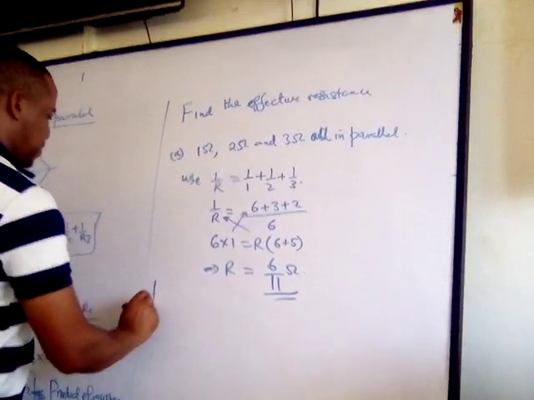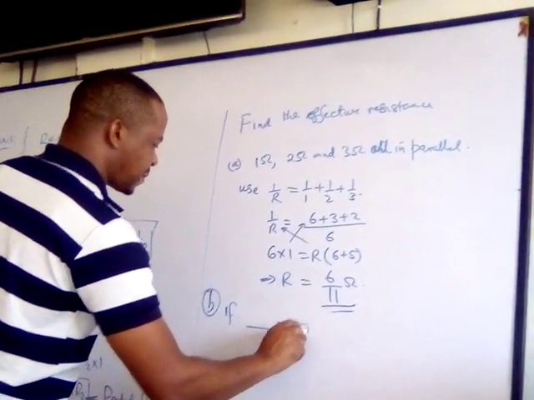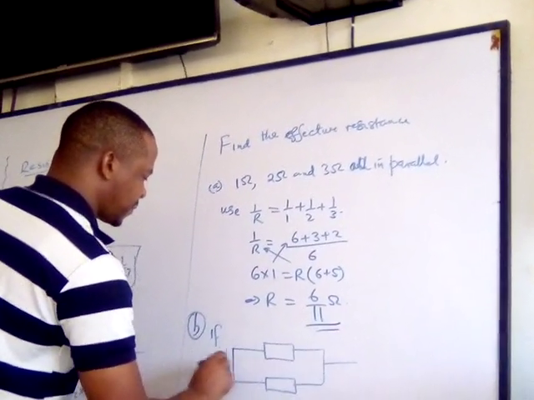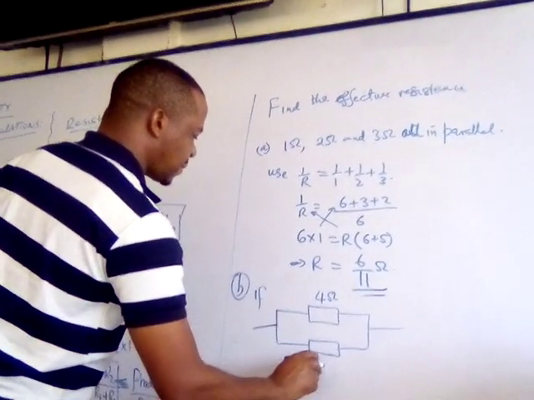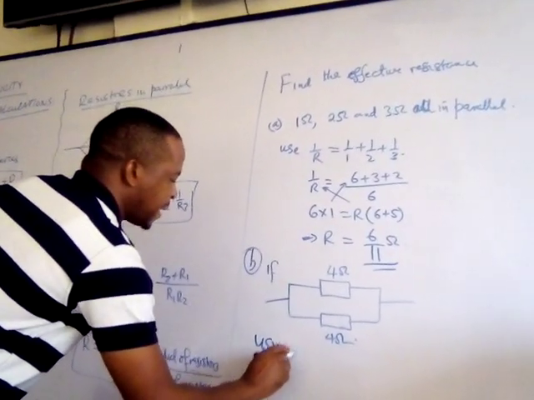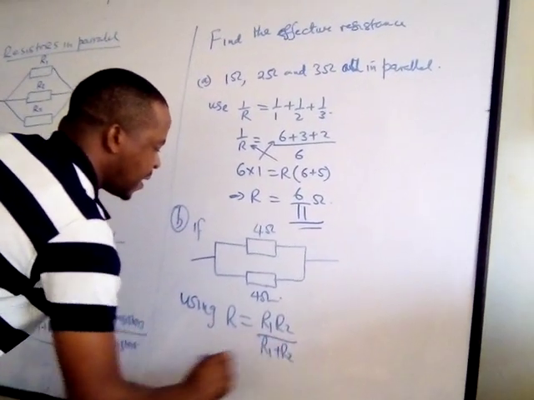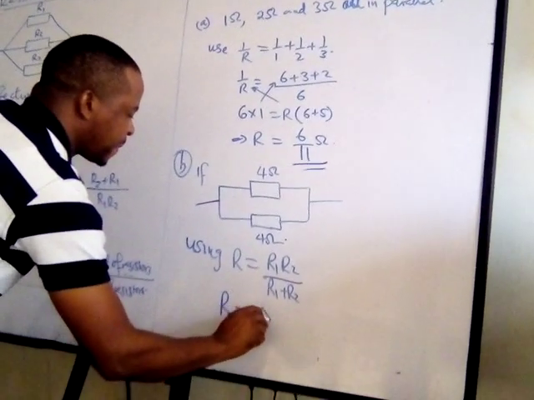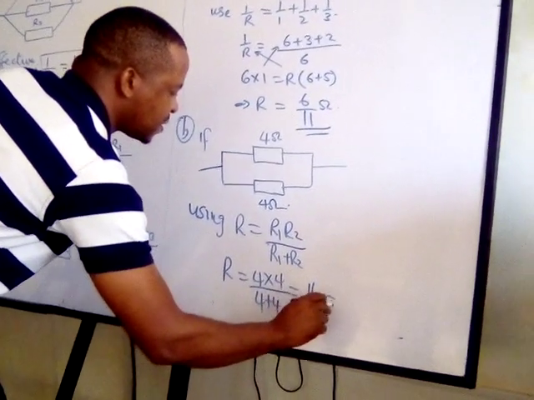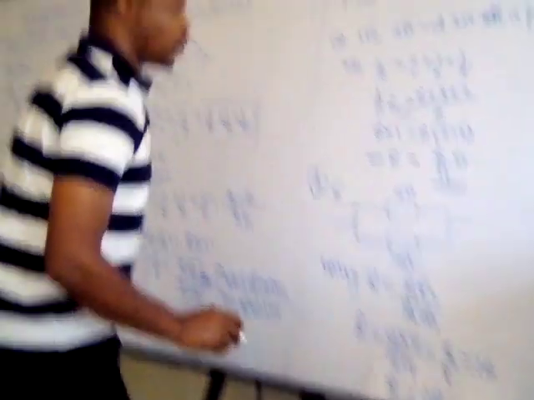Part B, if you have a diagram like this, two resistors of the same resistance, for example, 4 ohms and 4 ohms. Since they are two, we use the special case, that effective is product over sum. Our effective resistance, therefore, will be equal to 4 times 4 over 4 plus 4, and this will give us 16 over 8, which will give us 2 ohms. We can therefore say that the effective resistance here will be 2 ohms.